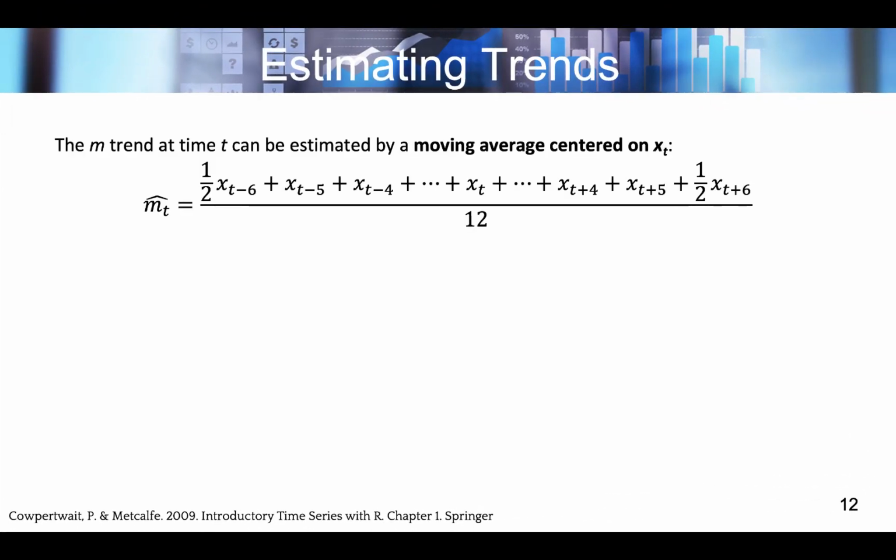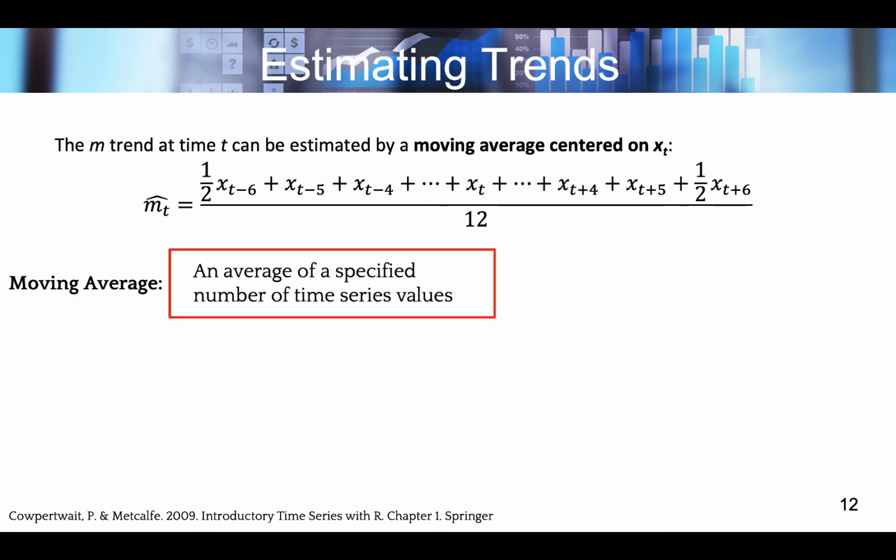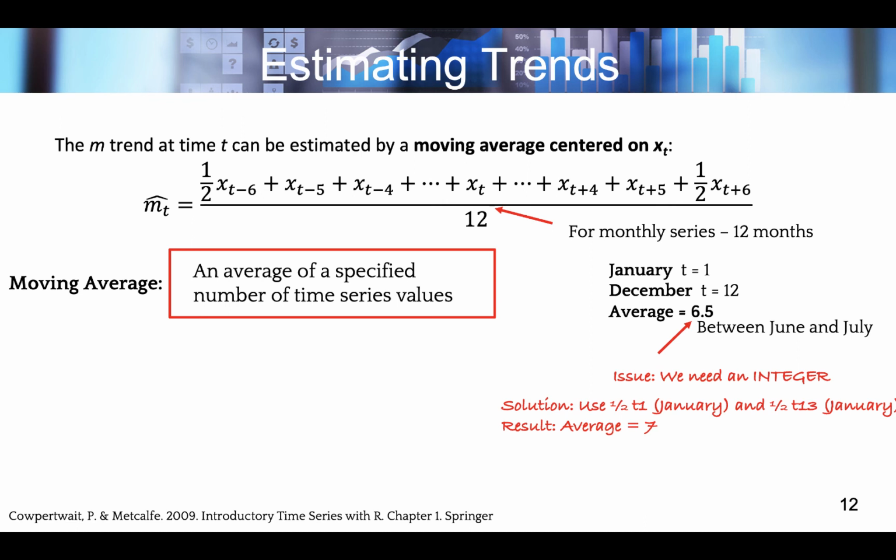There are several methods to estimate trends. The trend m at time t can be estimated by a moving average centered on x_t. And moving average? It's an average of a specified number of time series values. For a monthly time series, we have 12 months. So to calculate m hat, we need to find a moving average. If we denote January as time t equal 1, and December as time t equal 12, our average, in fact, is 6.5, so it's a month between June and July.